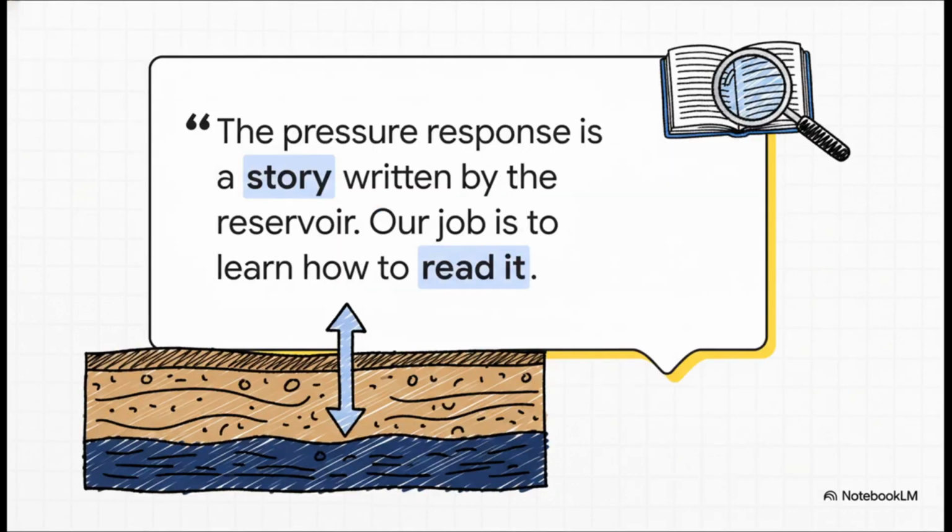I absolutely love this quote because it just perfectly captures what this work is all about. The raw data isn't just a bunch of numbers on a screen. The pressure response is a story. It's a message sent up from miles underground, and it's written by the geology itself. The entire goal of this whole analysis is to become fluent in that language, to learn how to read the story that the reservoir is trying to tell us.